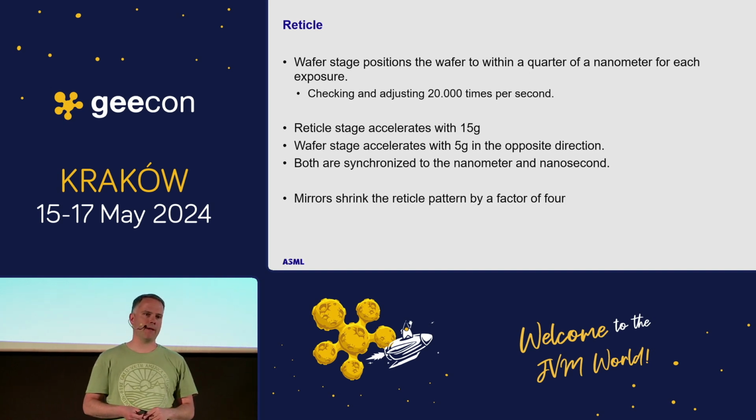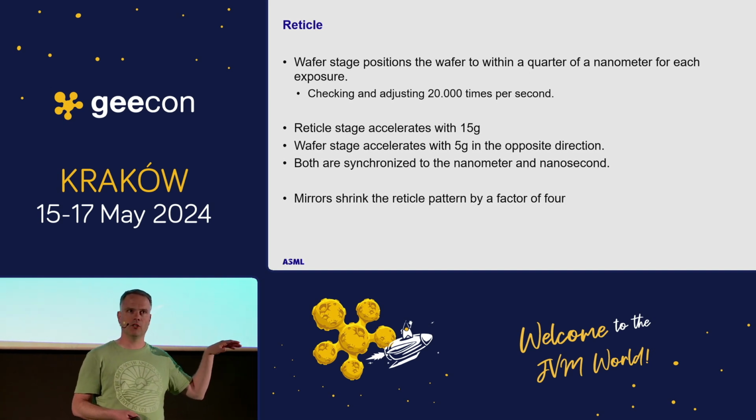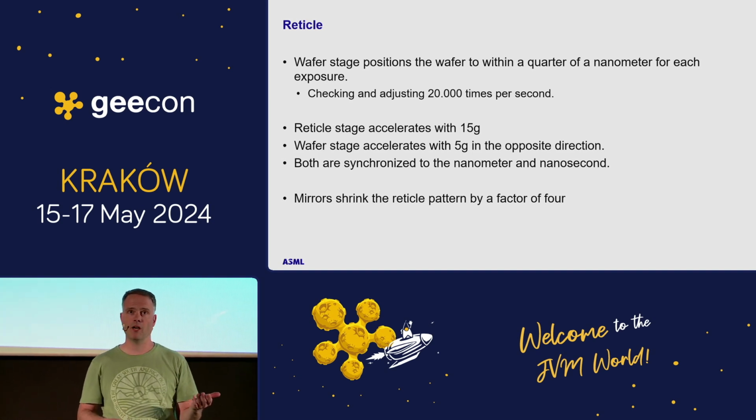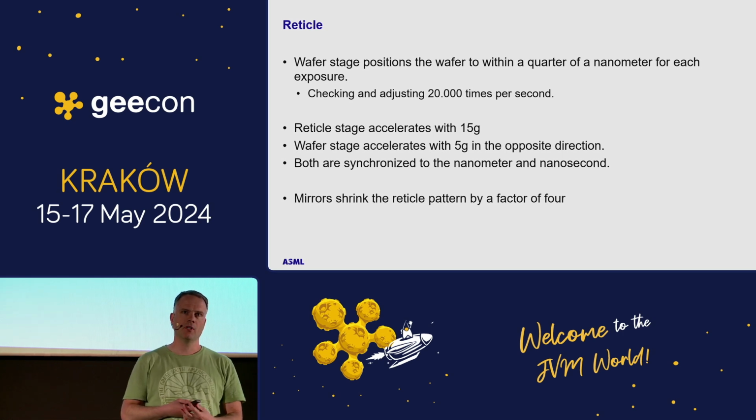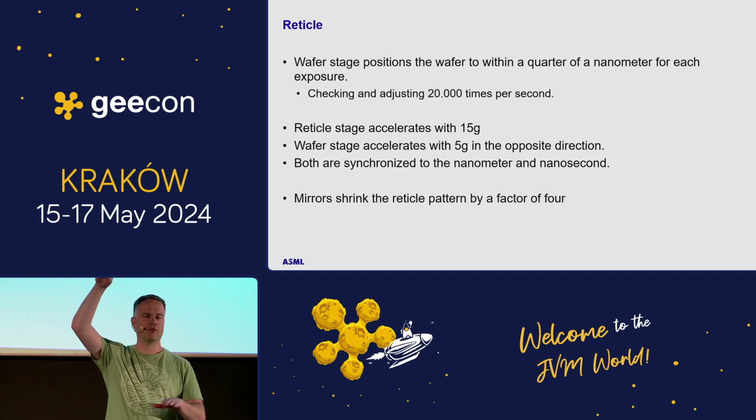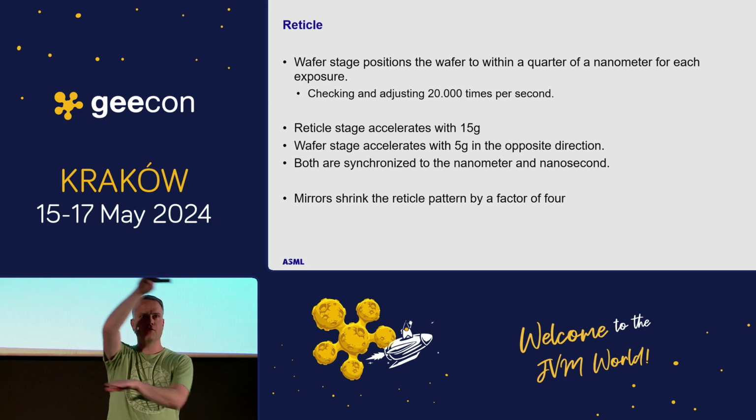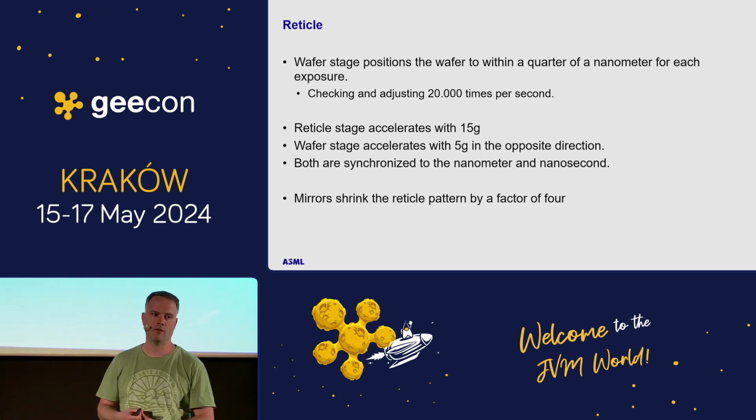And then what actually happens is that continuously the position of the wafer is being adjusted. It needs to be at the exact right position. So that happens 20,000 times a second, the checking and correcting. And then at the same time, the reticle stage contains that reticle with that pattern in it, and the wafer stage contains our wafer. They move in opposite direction from each other with really fast speeds, as you can see here.